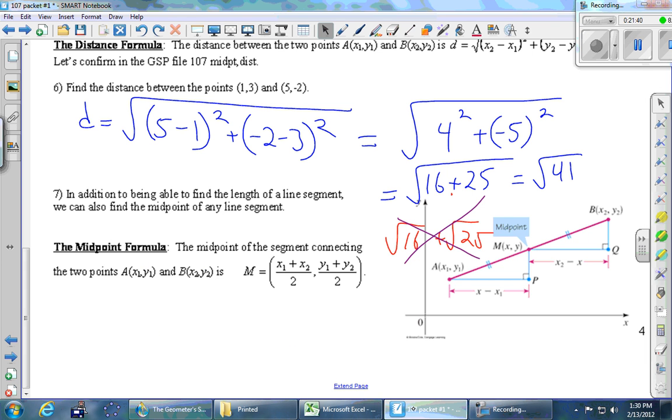Add them and divide by 2, right? If you have two numbers, you want to find the average of two numbers, you add them and divide by 2. Well, guess what the midpoint formula is? Add the two x's and divide by 2. That's the right answer for the x. Add the two y's and divide by 2. It's just saying average the x's, average the y's.